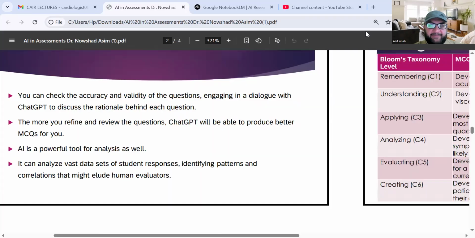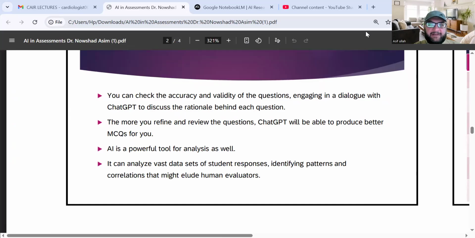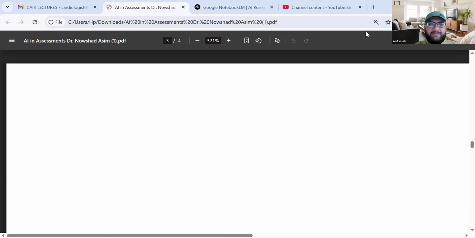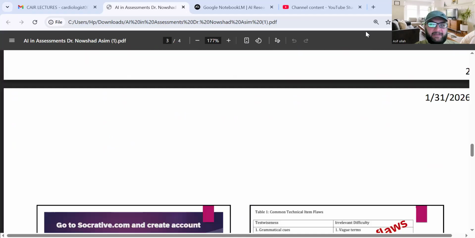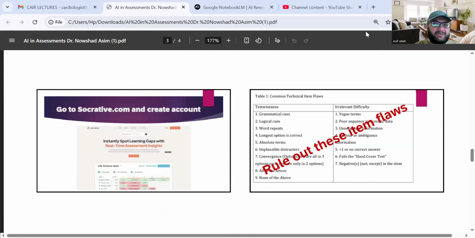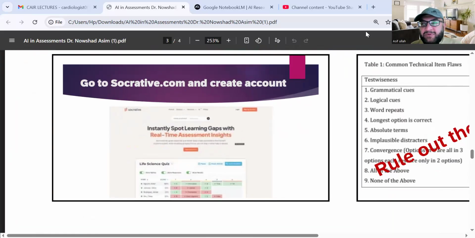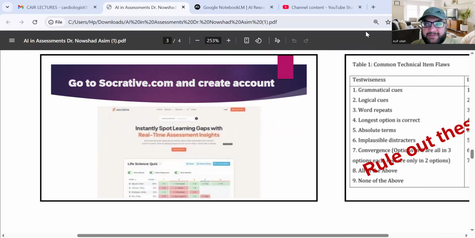So these are the different ways to give prompts for different levels of Bloom taxonomy, which we are all already familiar with. So you go to Socrative.com and create an account while you are creating MCQs.